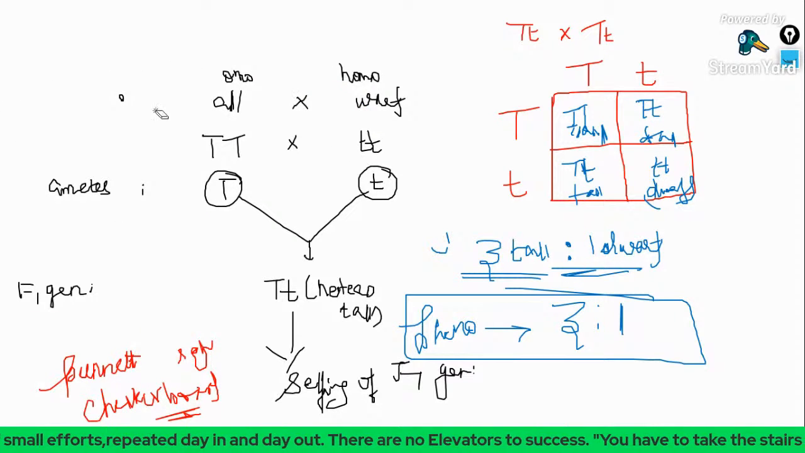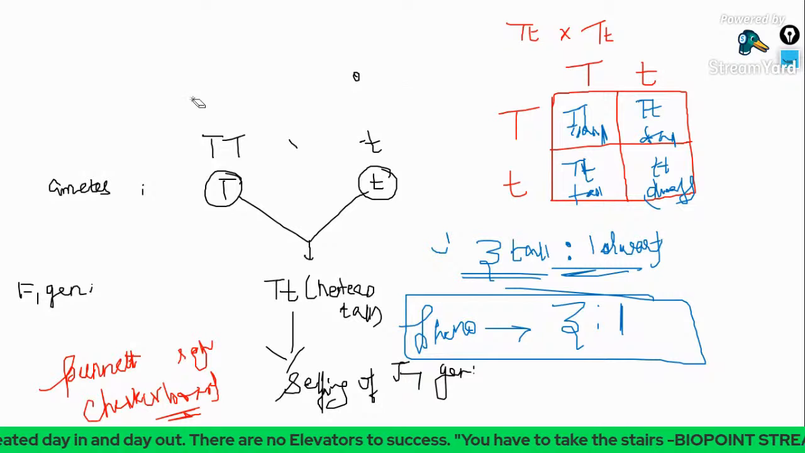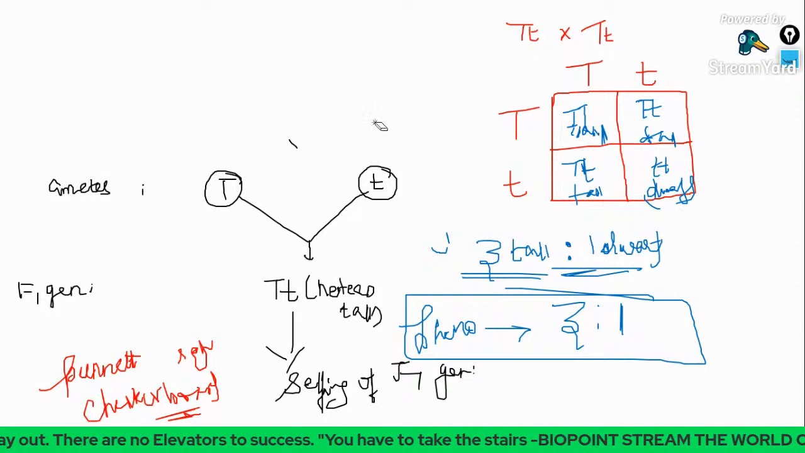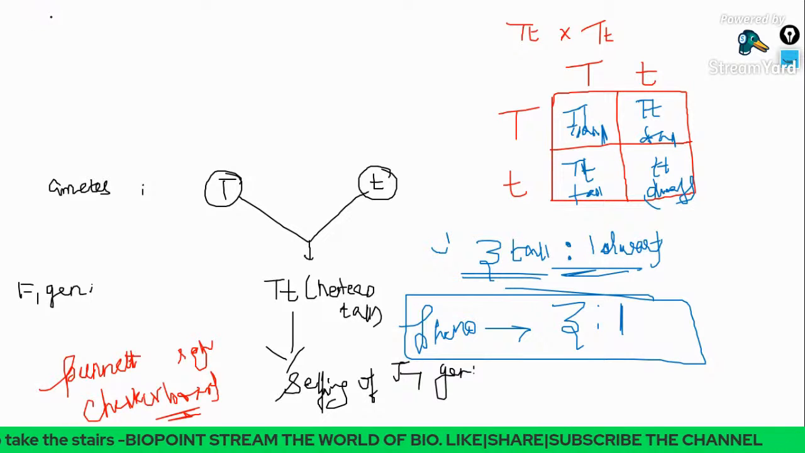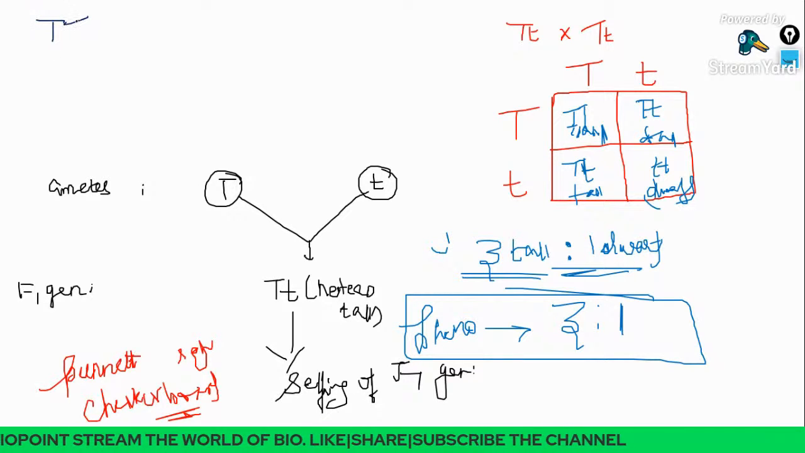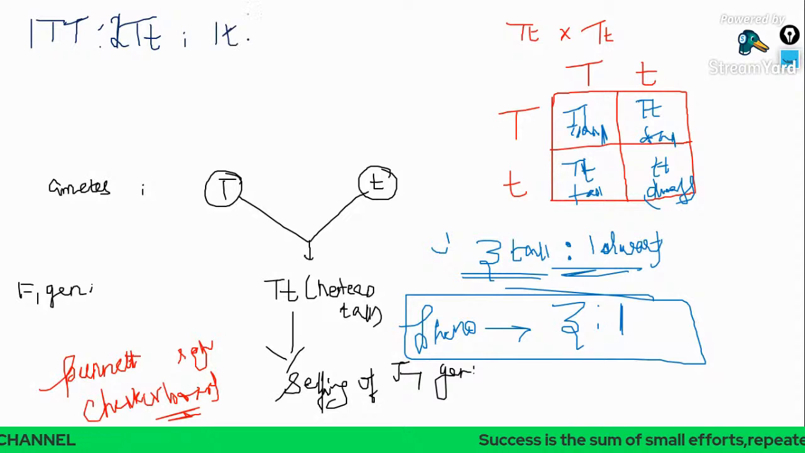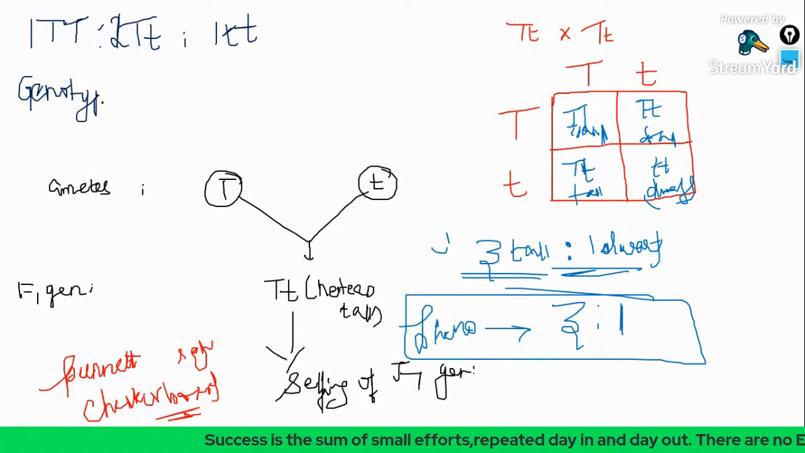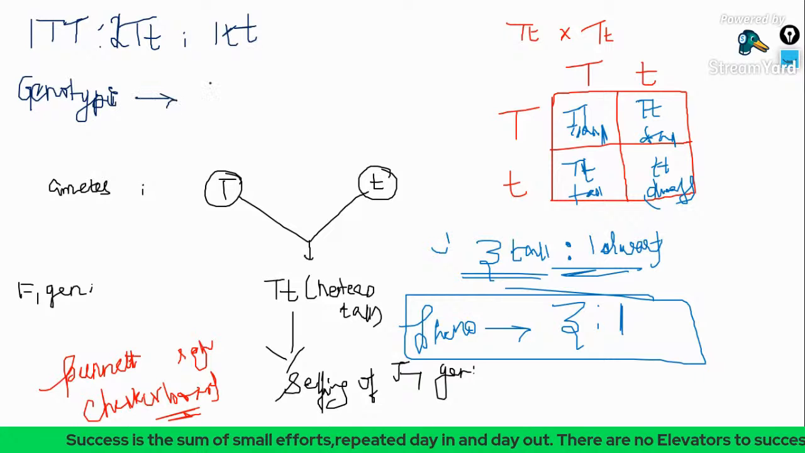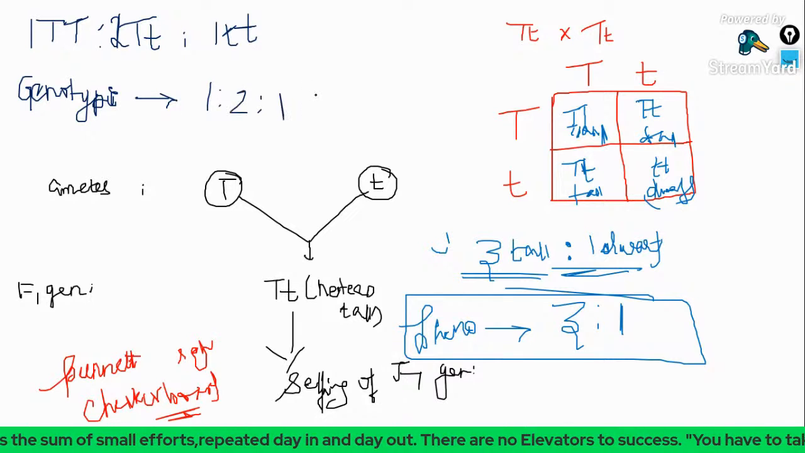At the same time, I'll help you with the genotypic ratio also. What is actually meant by genotypic ratio? That is the genetic constitution. One capital T capital T is formed, two capital T small t are formed, and one small t small t is formed. This is the genetic constitution. So the genotypic ratio is 1 is to 2 is to 1.